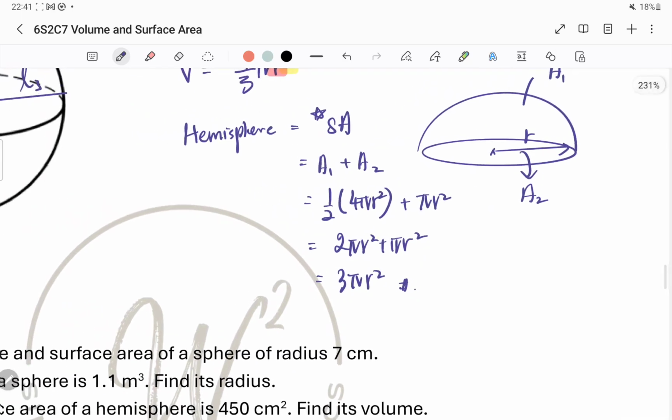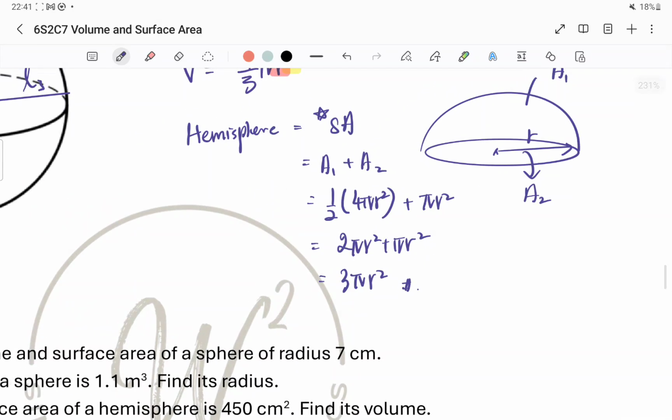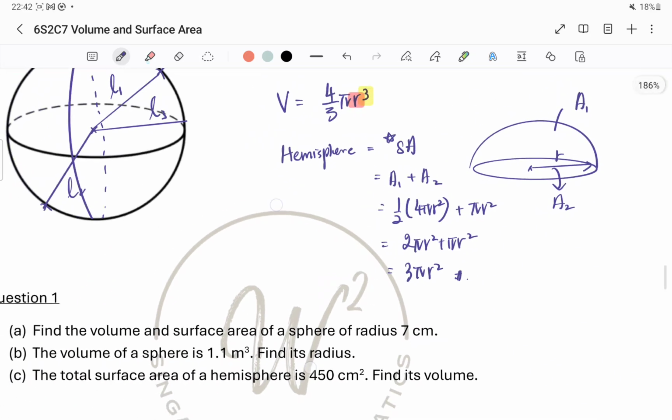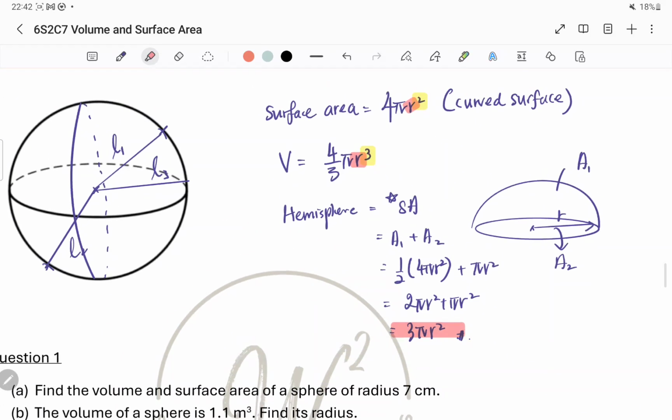Okay, so copy down this part. You can pause the video and then copy down the working. How do we derive the hemisphere surface area? So you realize it's actually 3 pi r square. So you have to be careful on this thing. You can remember 3 pi r square, 4 over 3 pi r cube, and 4 pi r square.